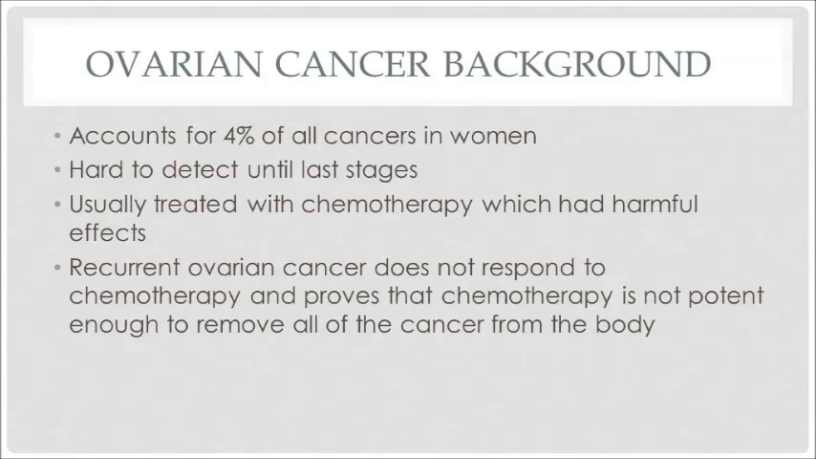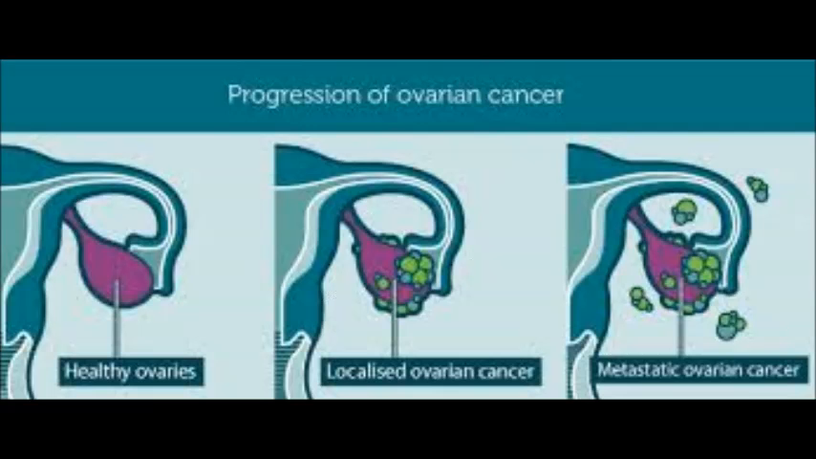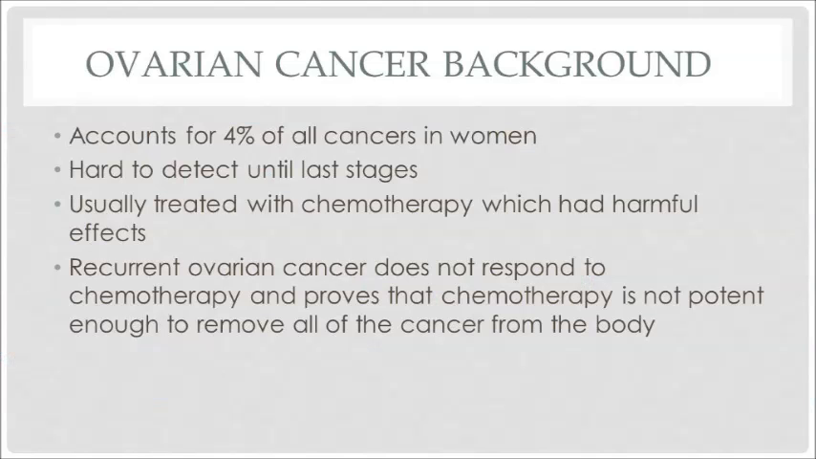And to make matters worse, ovarian cancer is often recurrent, meaning that the first treatment of chemotherapy usually doesn't remove all the cancer. So a patient will go home and come back in like a month or so, and the cancer is back. And because of that, this proves that chemotherapy is really not the answer. It's not potent enough. And we need something that is more powerful, say nanotechnology, that can remove all of the cancer from the body.